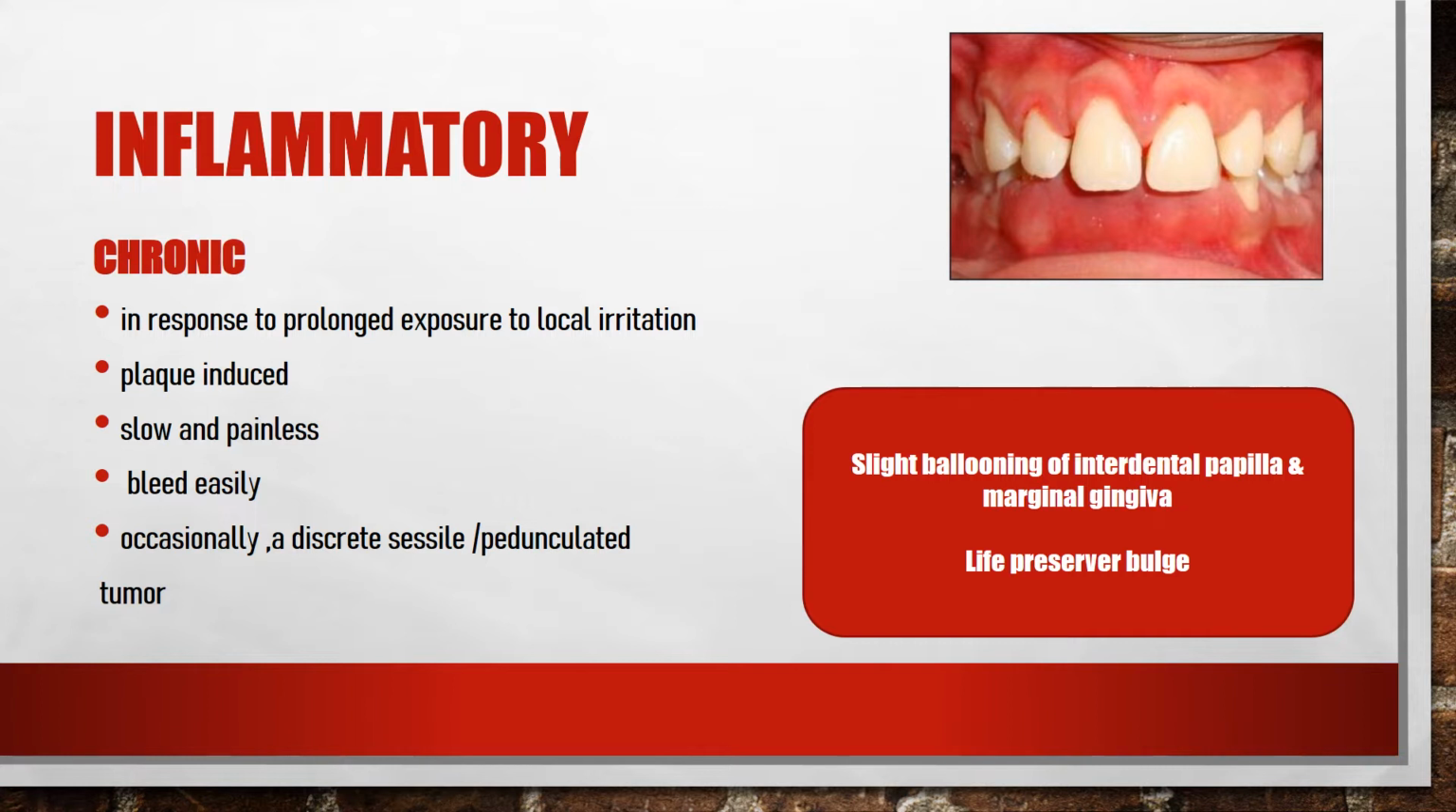Out of this, the most important factor to note down is the slight ballooning of the interdental gingiva. You can see the slight ballooning of the interdental papilla and the marginal gingiva. That is mostly seen in the chronic type of gingival enlargement, and it can be called a life-saver bulge. So the life-saver bulge can be seen in the chronic stage of gingivitis.